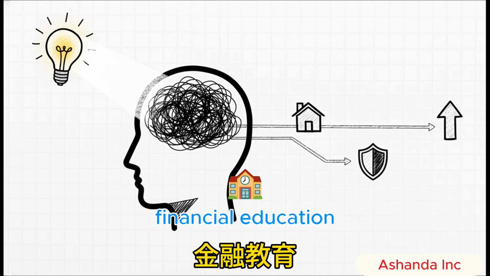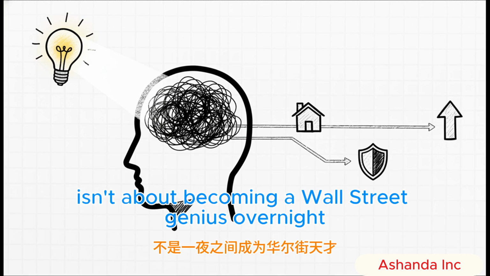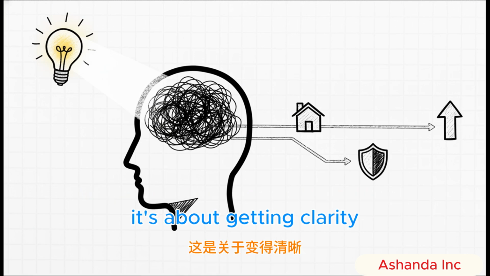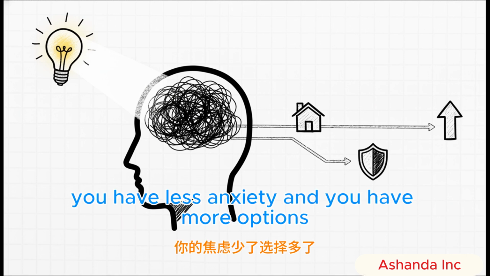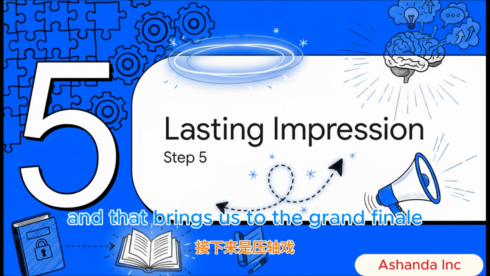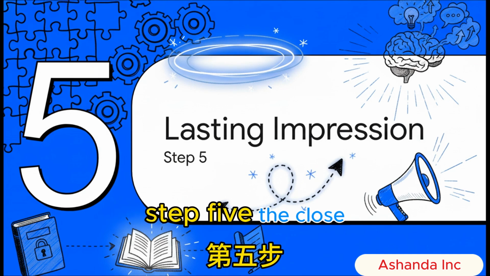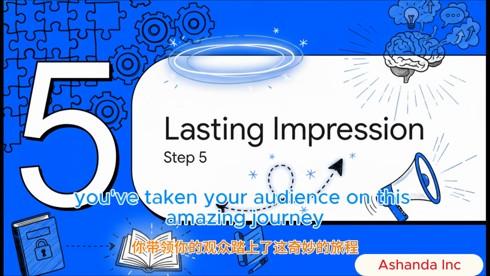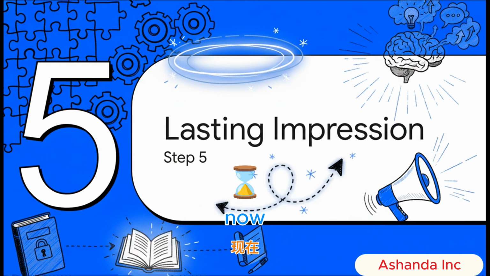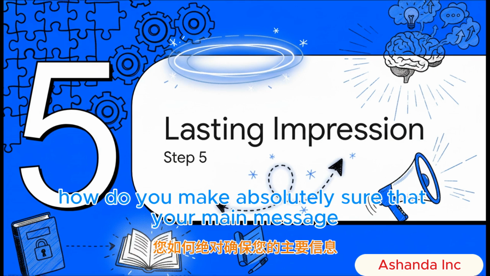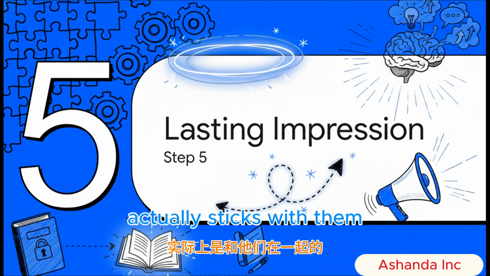It's saying, hey, financial education isn't about becoming a Wall Street genius overnight. It's about getting clarity. And when you have clarity, you have less anxiety and you have more options. It's all about the benefit. And that brings us to the grand finale. Step 5, the close. You've taken your audience on this amazing journey. Now, how do you make absolutely sure that your main message actually sticks with them?